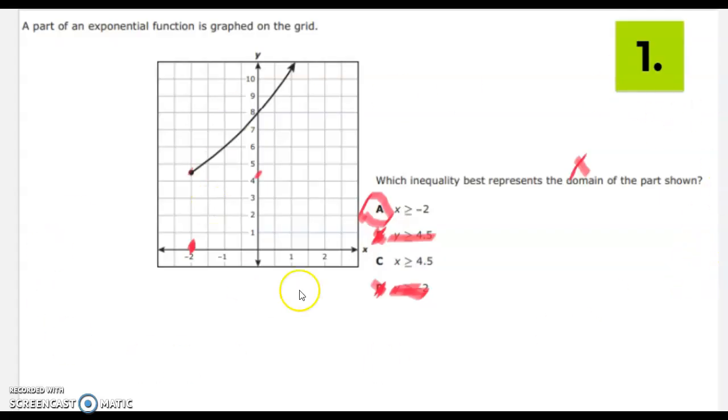Just in quickly explaining our entrance ticket, the first problem was talking about domain, so I know that is the X values, right? I was able to cross out answer choice B and D because those had the letter Y. So then I'm left with X is greater than or equal to -2, X is greater than or equal to 4.5. If you notice, my endpoint, if I drew it down to meet my X-axis, would be at -2 on the X-axis. So that is why we picked answer choice A.